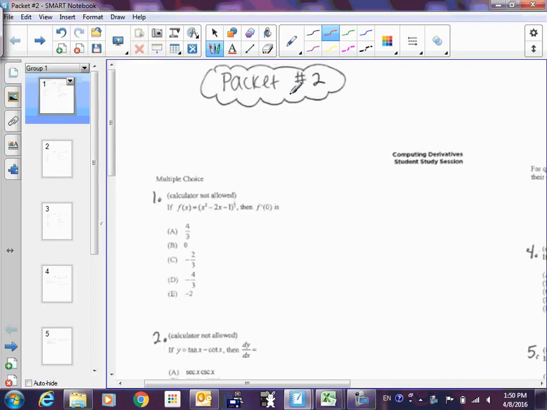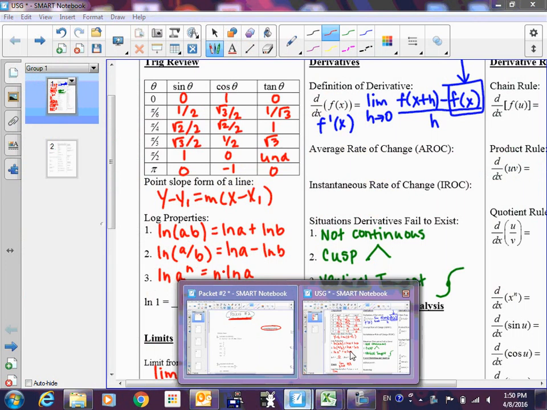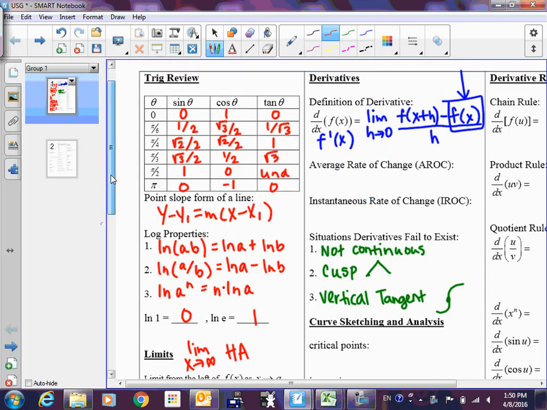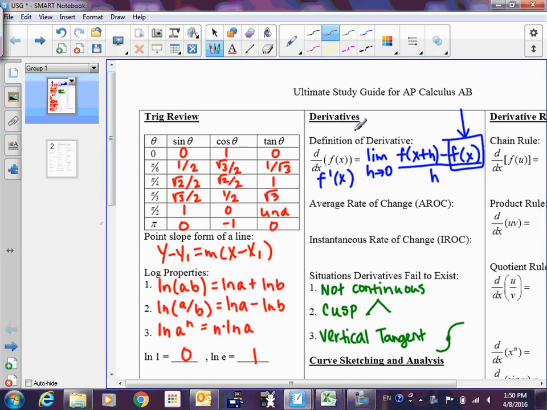Okay, so before we really get into packet 2, which is all about, if you look here, computing derivatives, I want to fill in a little bit more on our cheat sheet here. Look in the derivatives column, on the front, the side that we've been working on, and let's look at average rate of change, AROC.